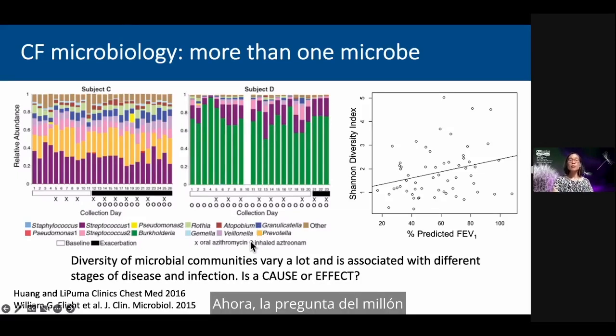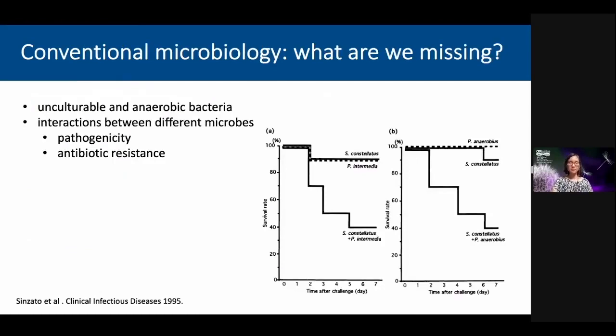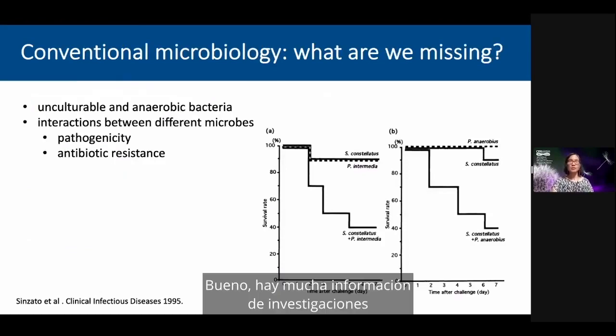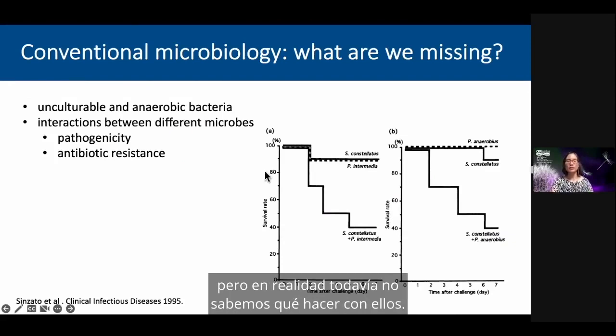Now, the million-dollar question is, we know that these microbial communities are diverse. They're different across patients, but is it a cause and an effect? Are there microbes in there that are really causing the disease, or are they just a result of different patients having different CF lung environments? Well, there are many research insights that hint to the fact that we're probably missing important pathogens, but we actually don't really know what to do about them yet.